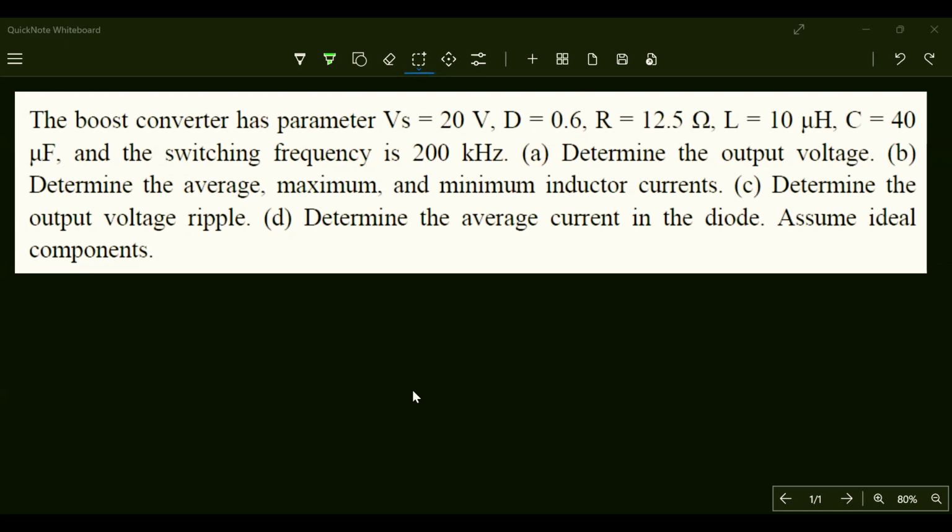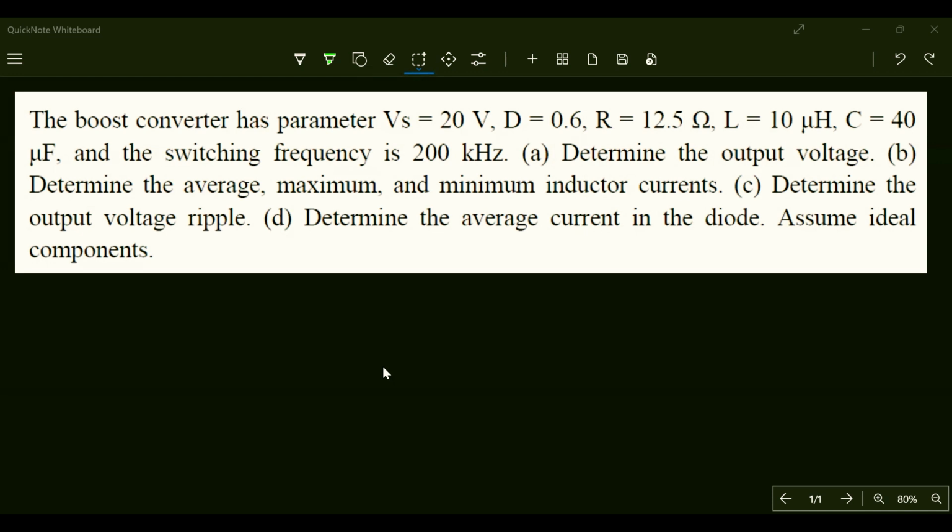The question reads: the boost converter has parameter Vs equal to 20 volts, which is the supply voltage. We are given the duty cycle 0.6, the resistance 12.5 ohms, which is of course the load resistance. The inductance is 10 microhenry. We are also given the capacitor, which is 40 microfarad, and the switching frequency is 200 kilohertz.